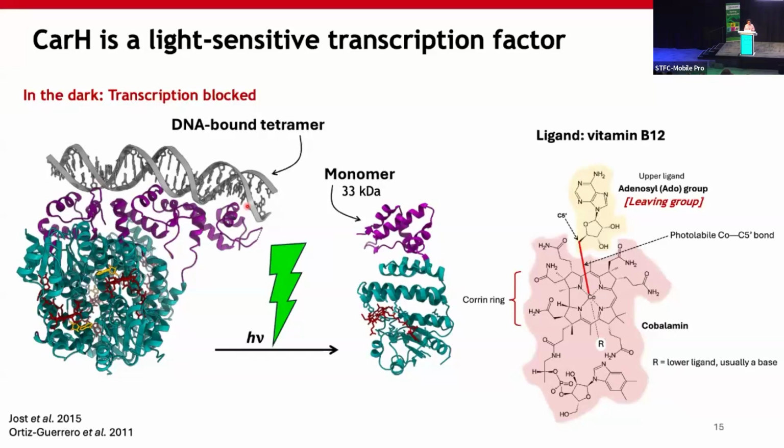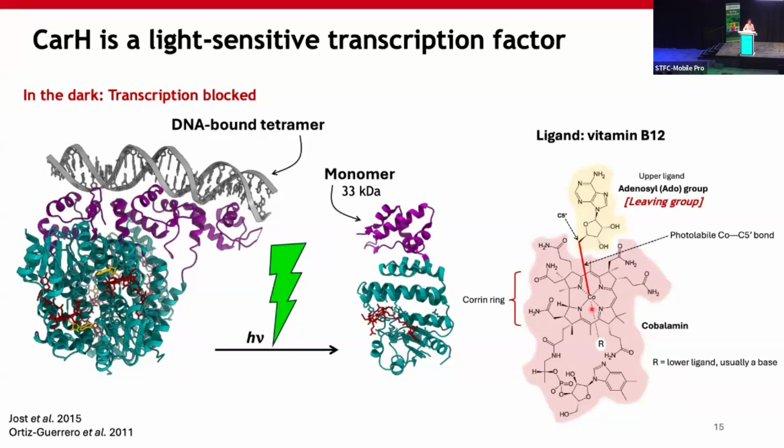Once it's exposed to light, this bond between the cobalt and the carbon breaks, and this is kind of a trigger. And this bond breaking triggers a series of structural changes that go from this very small change to a full dissociation of the protein into 4 monomers that do not bind DNA anymore.